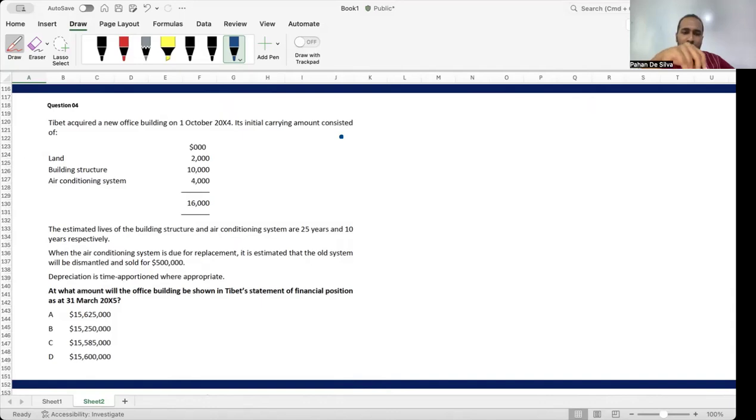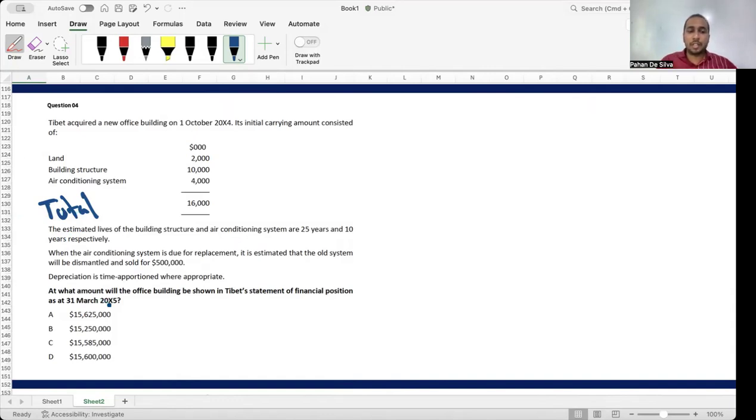That means the total building value, this is the total value of this building, 16,000. So the composition is like this: land, building, air conditioning system. The estimated lives of building structure and air conditioning system are 25 years and 10 years respectively. When the air conditioning system is due for replacement, it is estimated that old system will be dismantled and sold for $500,000. Depreciation is time apportioned where appropriate.